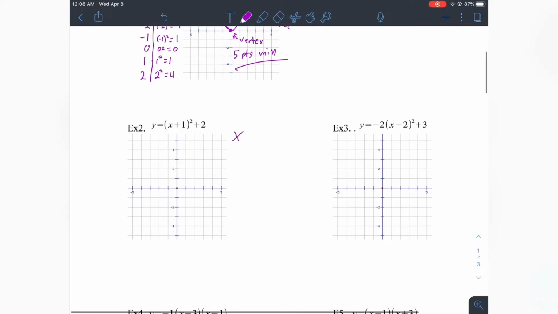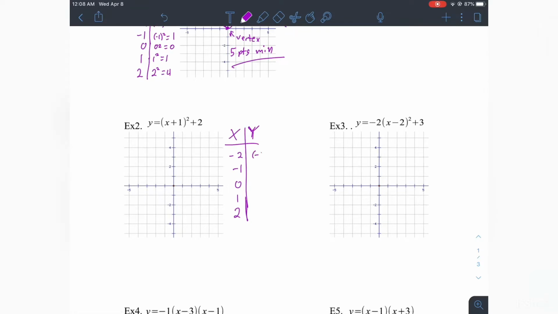All right, let's make a table. Pick random numbers. We have to pick enough numbers until we get our U shape. Okay, let's pick, well, -2, -1, 0, 1, and 2. Let's just pick the same numbers we used last time and we'll be done. -2 plus 1 is -1 squared. -1 squared is -1 times -1, which is 1, plus 2 is 3. So at -2, you get 3.